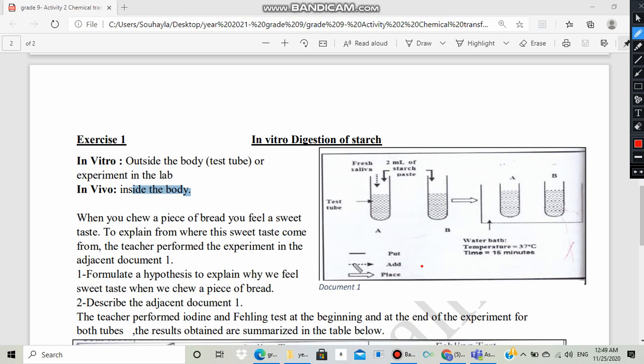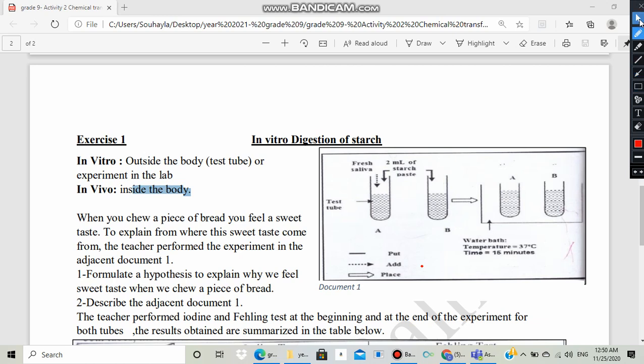This is for put, this is for add, and these are for place. Here there is 2 milliliters of starch paste. They put 2 milliliters of starch paste in test tube A and test tube B. They add fresh saliva to test tube A only, and then both test tubes are placed in a water bath at temperature 37 for time equal 15 minutes.